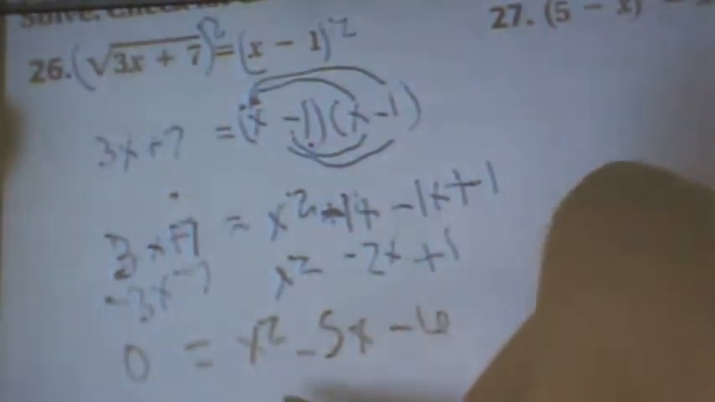And then you want to find what times to the 6 and adds to the 5. So it'll be x minus 6 and x plus 1. So it's going to be x equals 6 and x equals negative 1. And you find out which one it is, and it would be x equals 6. Now, sometimes they both work. So this one, negative 1 does not work, so it's extraneous.